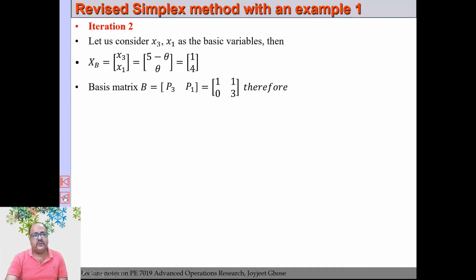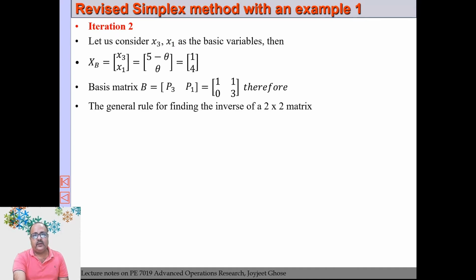So the basis matrix will be the column matrix of P3 and P1. So P3 is equal to 1, 0 and P1 is equal to 1, 3. Now this is not an identity matrix, and B inverse of this will not be equal to B. So we have to find out the B inverse. Now we know a formula for finding the inverse of a 2 by 2 matrix, and we can do it easily. Otherwise, finding the inverse of a matrix manually can be very cumbersome. Computationally it is very easy.